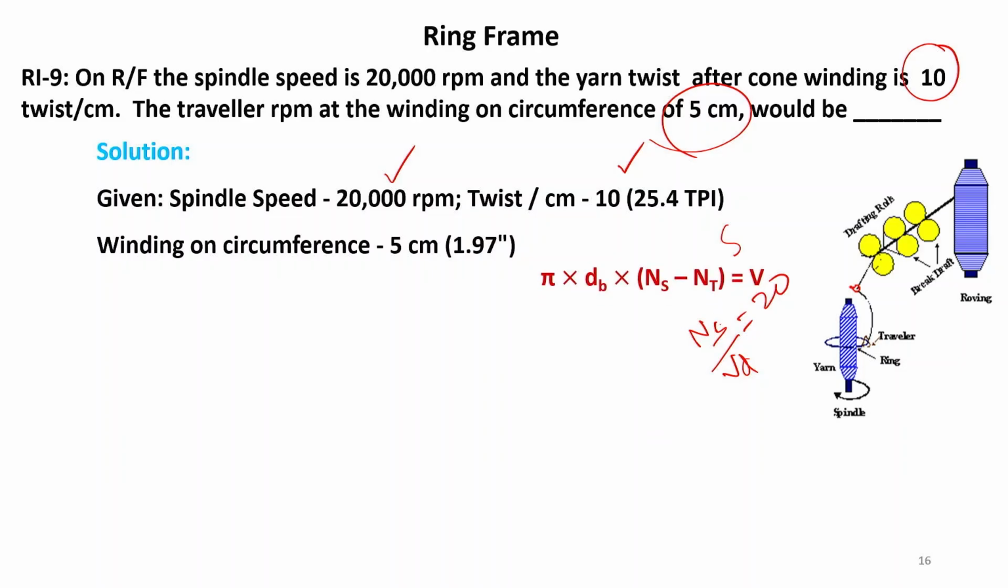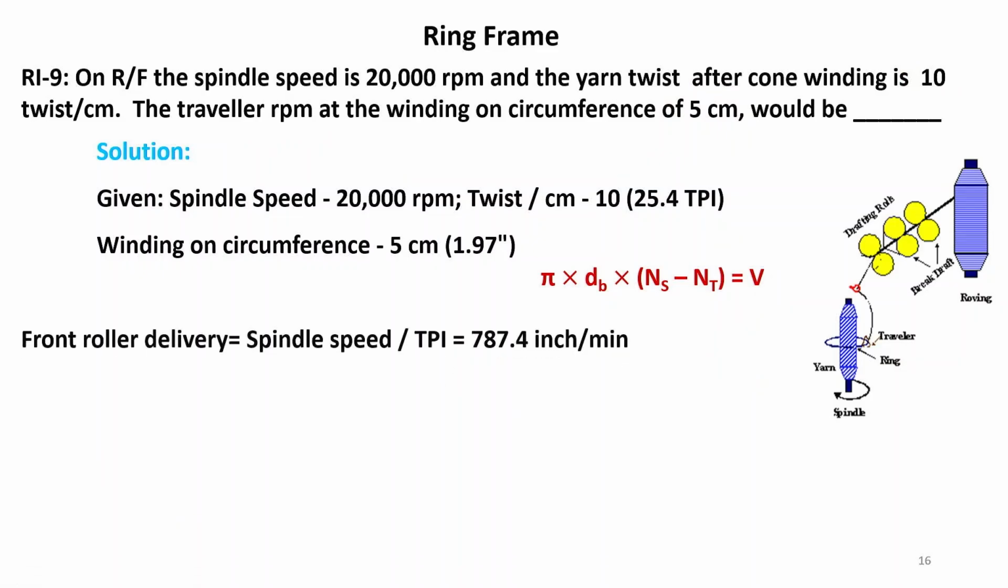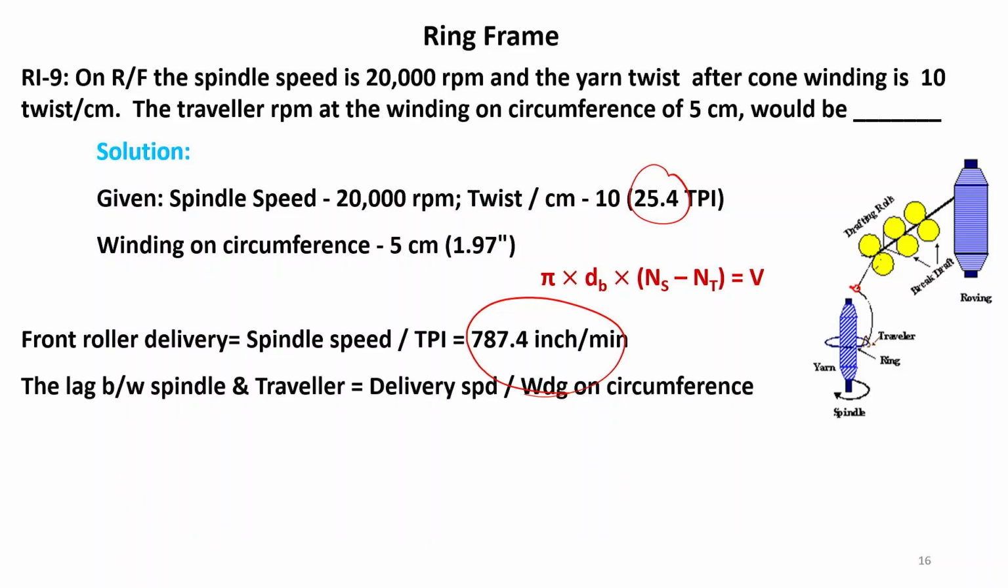So, we have to calculate the traveler rpm. So, front roller delivery speed is the spindle speed by TPI. So, TPI was given 25.4. So, 787.4 inch per minute. The lag between the spindle and traveler is equal to the winding rpm, delivery speed by winding circumference, that is pi d. So, that is the lag and winding circumference pi d, they are given.